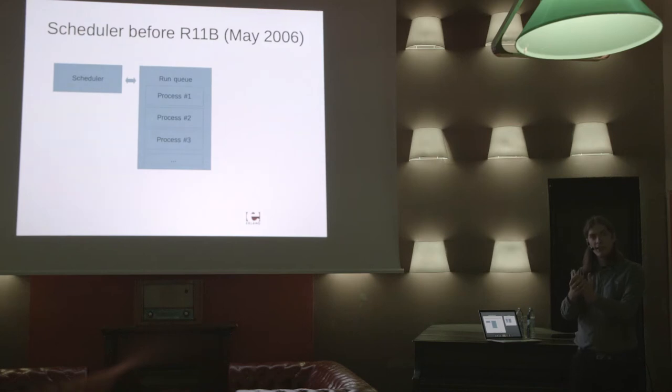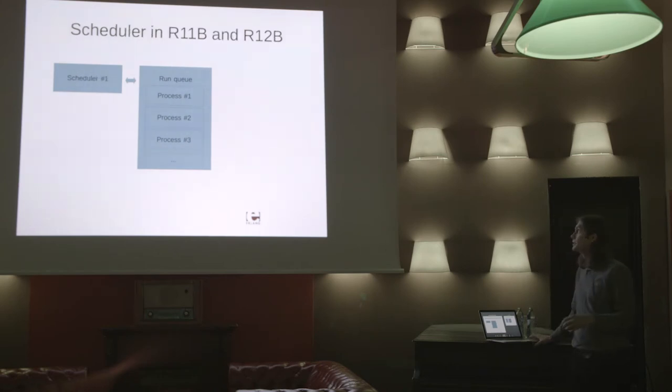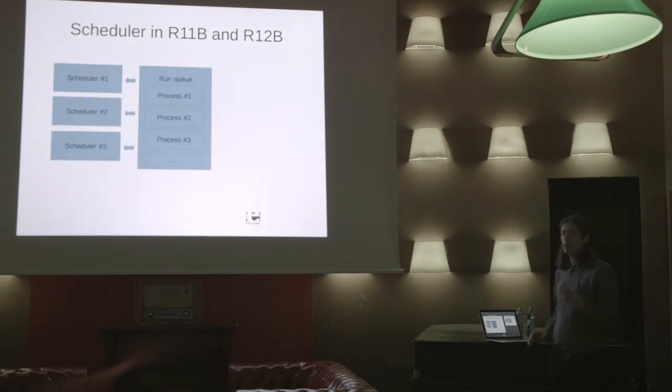The main reason the scheduler existed was the isolation. The processes could crash independently of each other without affecting the rest of the system. But people knew that when we have this couple of processes, then we should be able to somehow parallelize the work. So multiple schedulers were introduced, and we had one scheduler per CPU, and each of them ran in its own OS thread, and there was still only one single run queue. This was in Erlang R11B and R12B.